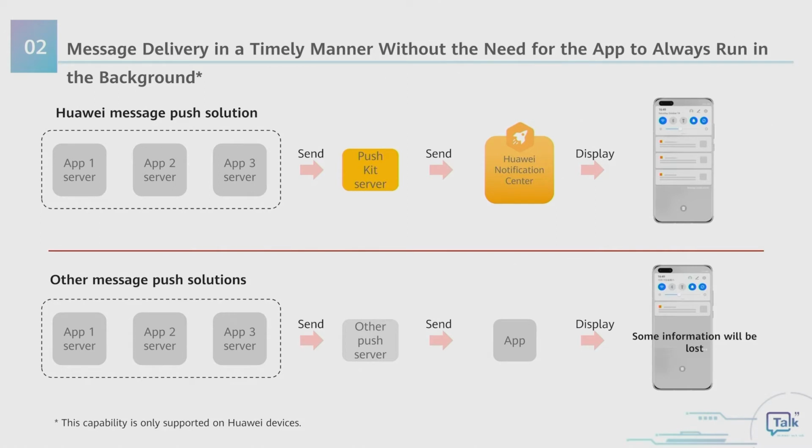When an app's server sends a notification through our PushKit server, the Huawei Notification Center on the device would receive, process, and display the notification. Comparing with other solutions where push servers send the notifications to the apps on the devices, we have reduced the risk of loss during the transition and also does not need the app to be always running.